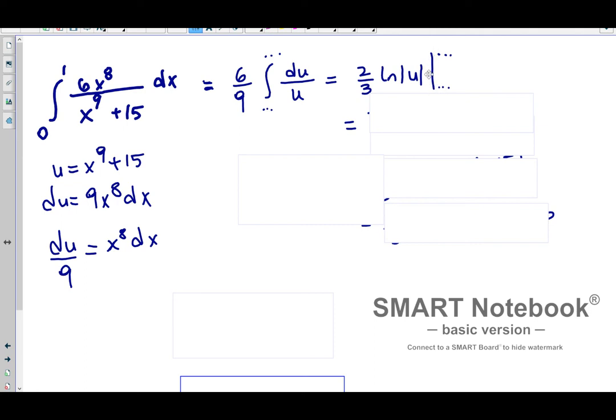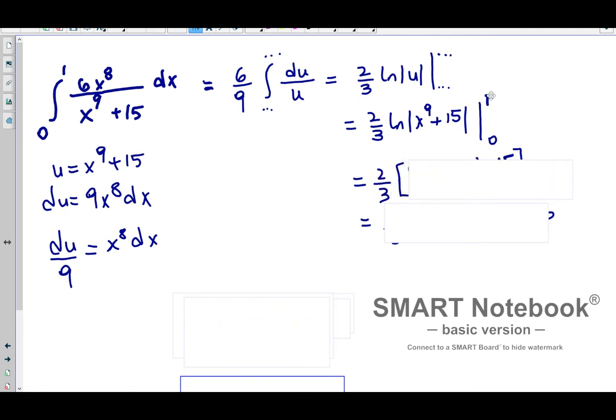I'm going to evaluate this in just a little bit, but don't be tempted to plug in the limits right now because those limits are not set for u. They're set for x. So don't plug them in just yet. First, bring the u variable back, which is x to the 9 plus 15. So you have 2/3 times natural log of x to the 9 plus 15 from 0 to 1. At this point, plug in the upper limit, and you can factor out the 2/3. So you have 2/3, then in parentheses, natural log of 1 to the 9 is 1, plus 15. So that's natural log of 16 minus, now plug in 0, you get natural log of 15.